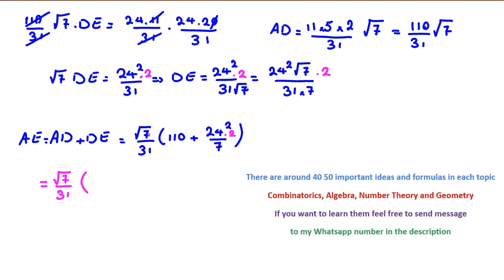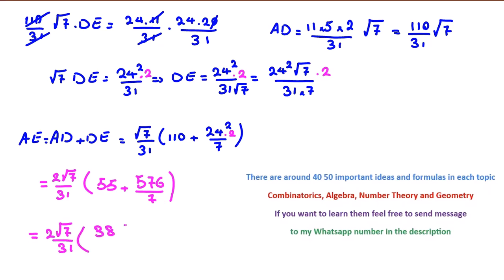Let's see for DE. We have root 7, times 2. Now we can also factor out 2, so it will be 2 root 7. And it will be what? It will be 55 plus 24 squared, which is 576, over 7. If you use common denominator 7, it will be 385 plus 576. Now, if we add these two numbers, 2 root 7 over 31 times 5 plus 6, 11.